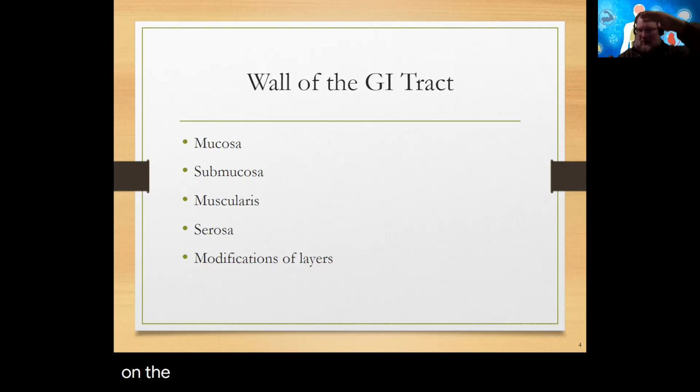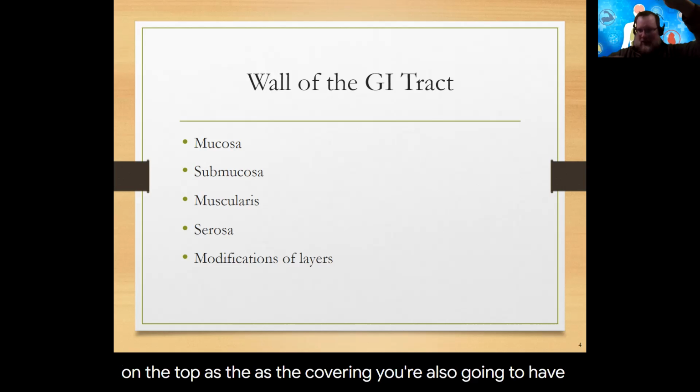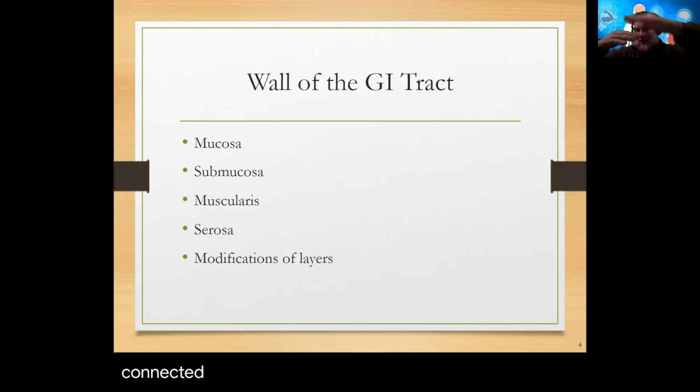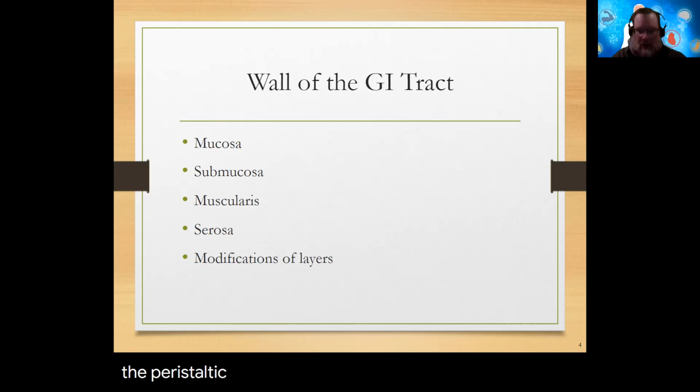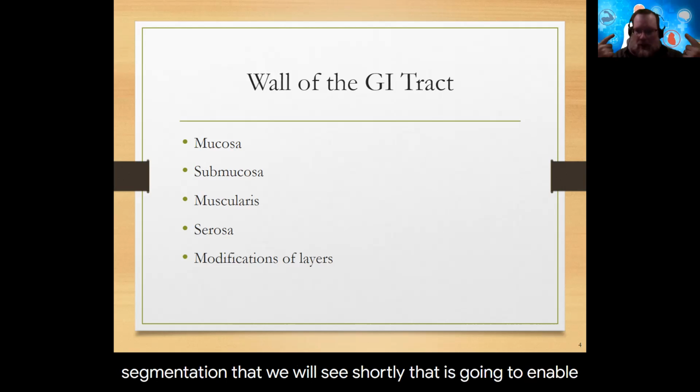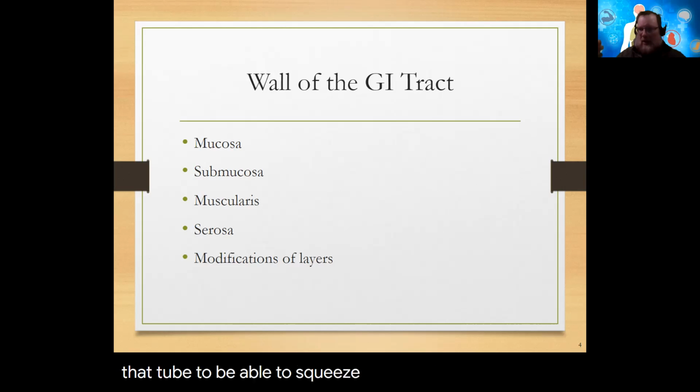You're going to have an epithelium on the top as the covering. You're also going to have epithelial on the inside as the lining. And then you have connective, and then muscle in between. So that's what we're going to see here in just a few seconds. But mucosal is going to be the epithelial. Submucosa is the connective tissue area where we're going to find vascularization, as well as a nerve supply. And then the muscular layer, that's going to be the smooth muscle layer that's going to perform a lot of the peristaltic movements and mechanisms, some of the segmentation that we'll see shortly, that is going to enable that tube to squeeze food bits from top to bottom. So anyhow, muscularis, smooth muscle specifically.